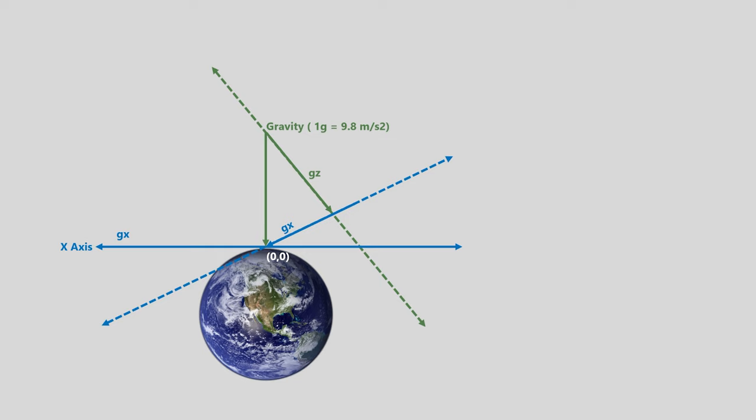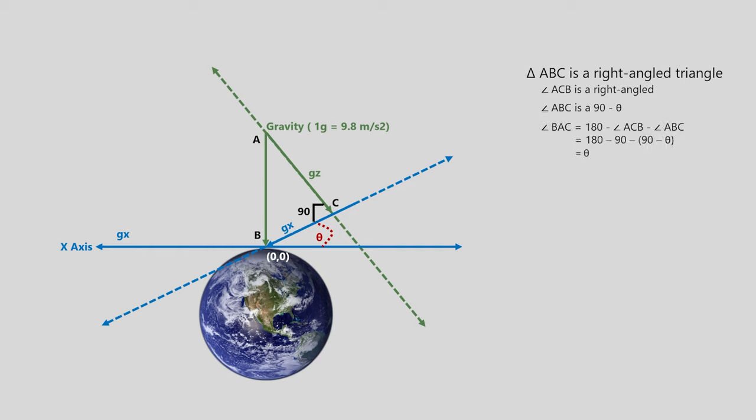Now our job is to determine the angle of inclination. Let's call it theta. Here in the diagram, I can see a right angle triangle created. Let me call that ABC, where the angle ACB is 90 degrees. As the original vector before inclination, GZ to GX, is 90 degrees, the angle ABC is 90 minus theta, which means the angle BAC is also theta. Simple trigonometry gives me tan theta equals gx by gz, which gives me theta equals tan inverse of gx by gz. So we have got theta, the angle of inclination. Now let's put down the formula in the sketch.